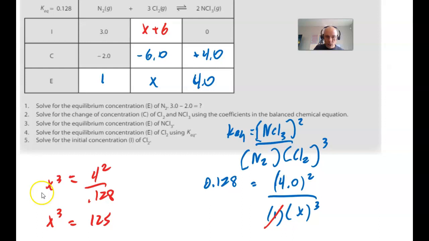So I got X cubed. When I did my algebra, it would equal 4 squared over 0.128. That is equal to 125.